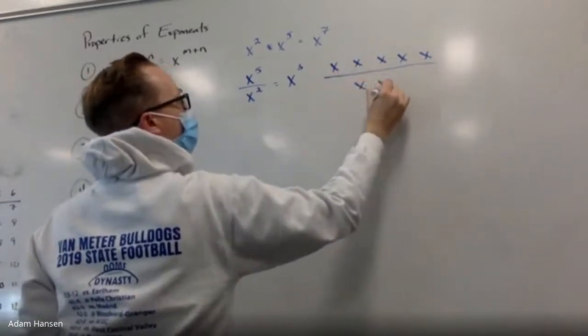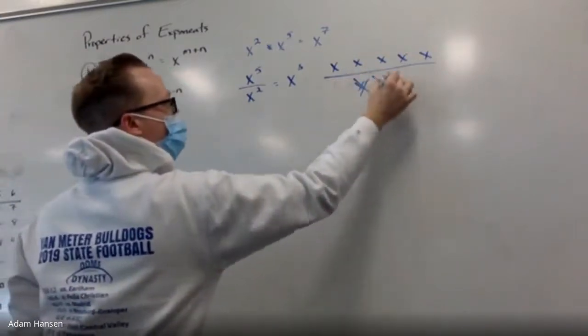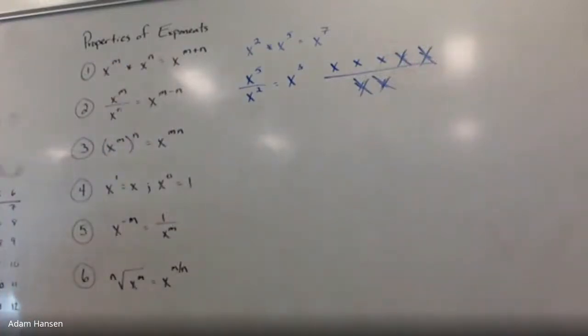X to the fifth divided by x squared. 2 of them cancel out, leaving x to the third left over.